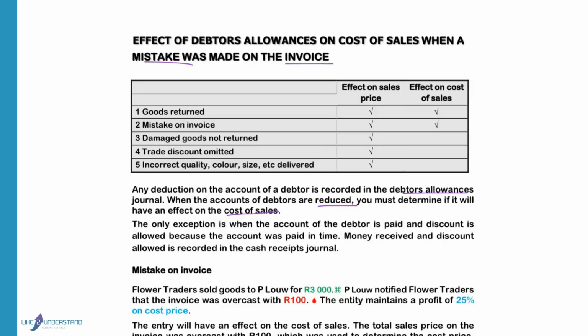on cost of sales. The only exception is when the debtor pays his account and discount is allowed for prompt settlement, that you will not record it in the debtors allowances journal, but in the cash receipts journal. Any other transaction where you will reduce the debt of a debtor will be recorded in the debtors allowances journal.